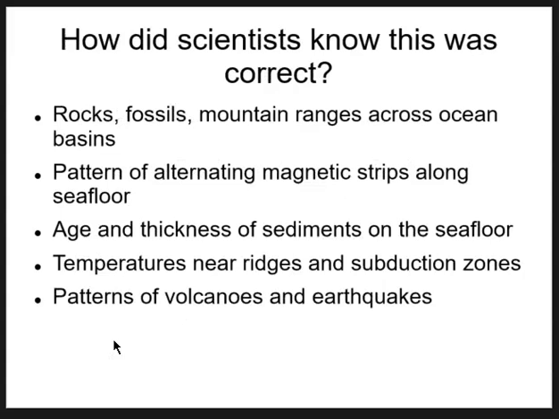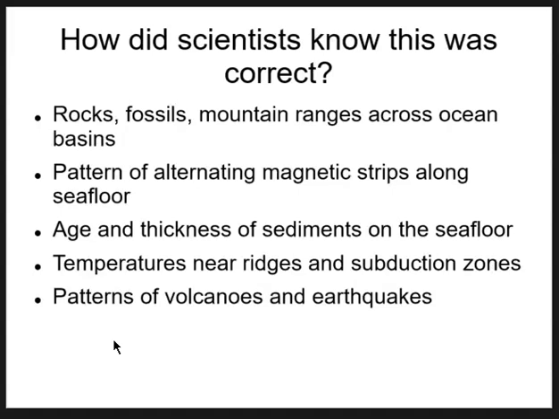Here are some things that support the theory. One is that rocks and fossils are found across ocean basins, as well as mountain ranges can also be found across ocean basins. And how do scientists know that they're found across ocean basins is because they can look at the rock material and match it up.